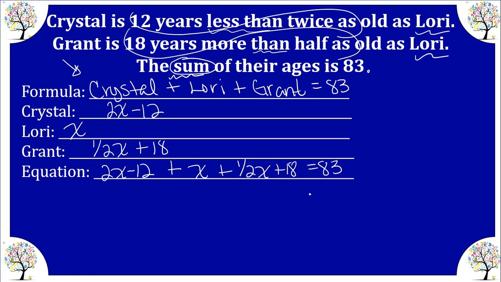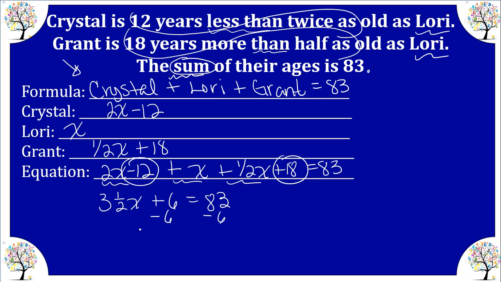Now we're going to collect like terms and solve. So I have 2x plus 1x plus half x. So that's 3 and 1/2 x. Then we're going to combine minus 12 plus 18. That's going to be plus 6 equals 83. We're going to solve for x by subtracting 6 from both sides. And we have 3 and 1/2 x equals, and this is going to be 77.